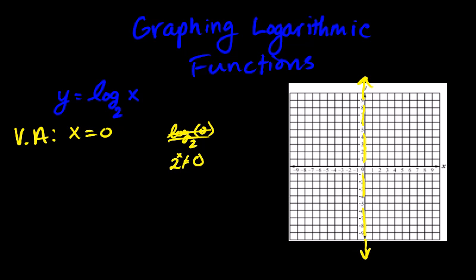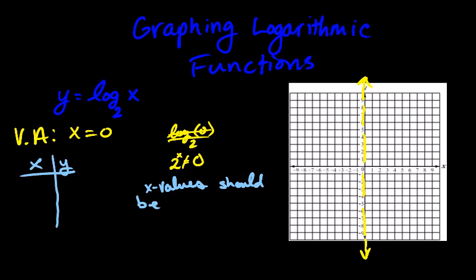The next thing that you want to do for a logarithmic function is find points. After you've got the asymptote, you're pretty much good to go. You just want to find points, and what I do is I create a table, and you're just going to pick x values. Now, the very important thing is that x values should be powers of the base.